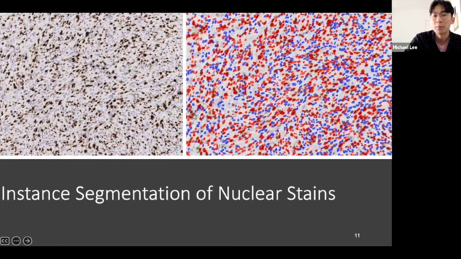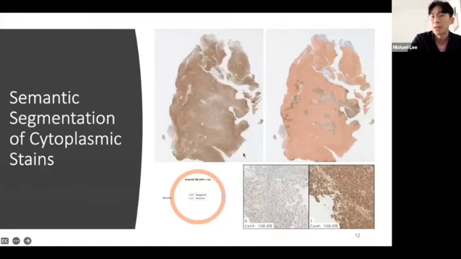And as you can see here, the positive nuclei in brown are highlighted in red in this heat map, and the ones that are negative in blue are highlighted in blue in the heat map on the right after it processes it. For cytoplasmic stains, we kept on using semantic segmentation because in this task, they don't necessarily count the nuclei, but just stains brown throughout the cytoplasm. And so for this approach, we decided to keep it with semantic segmentation because one of the benefits with that is that it has much faster analysis time.